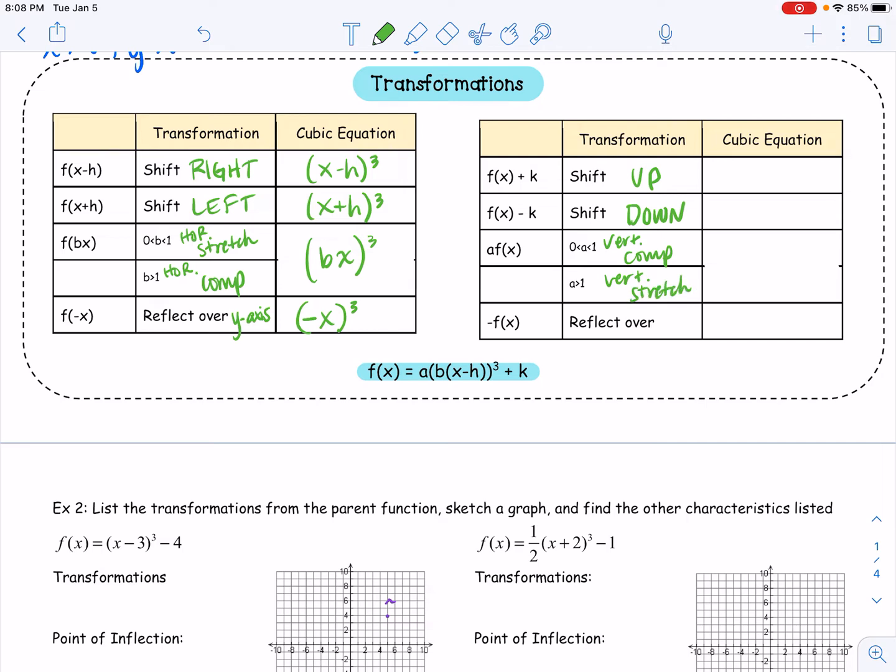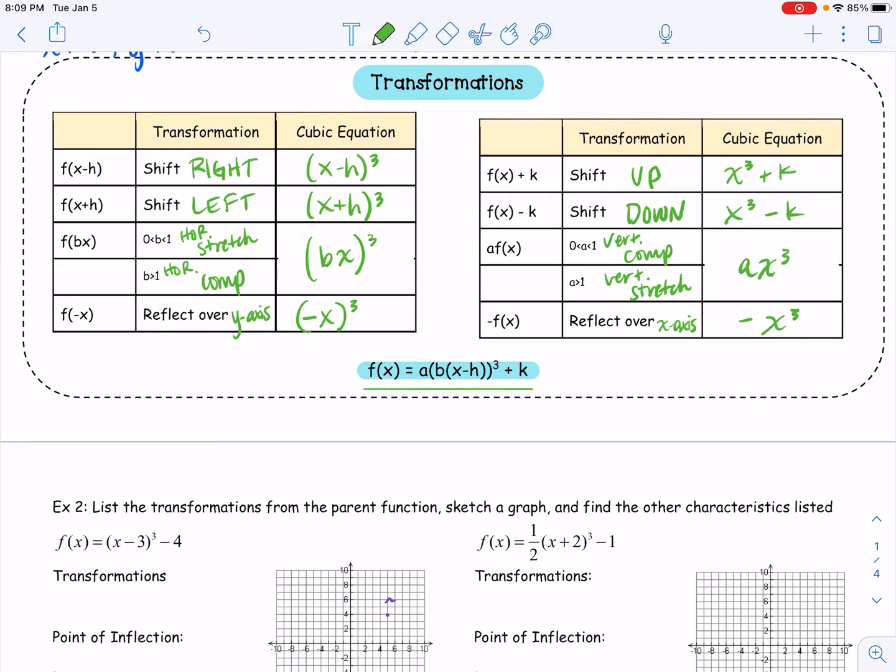And then a vertical flip would be reflecting over the x-axis. So x cubed plus a number, x cubed minus a number, something times x cubed, and the opposite of x cubed. And then again, what I call that skeleton down here, kind of showing everything put together.